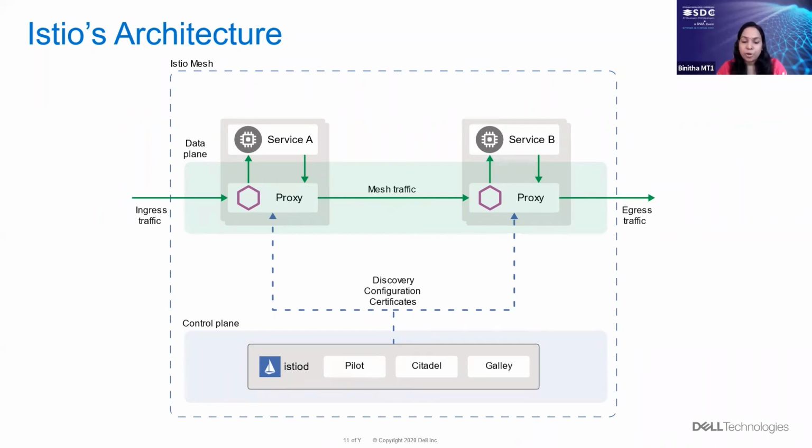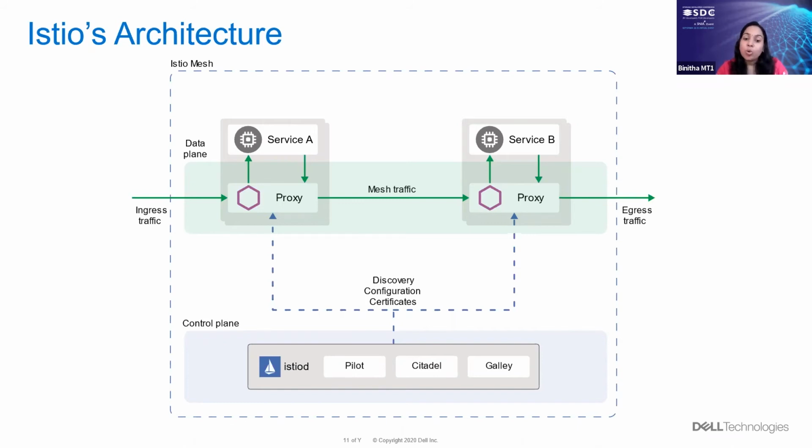Now, if you go to the control plane, you will see there is a component called Istiod, which is the Istio daemon. And it basically consists of three components: pilot, citadel, and galley. Pilot is called the driver of Istio. So whatever configuration the user provides will be pushed to the proxies using this pilot.